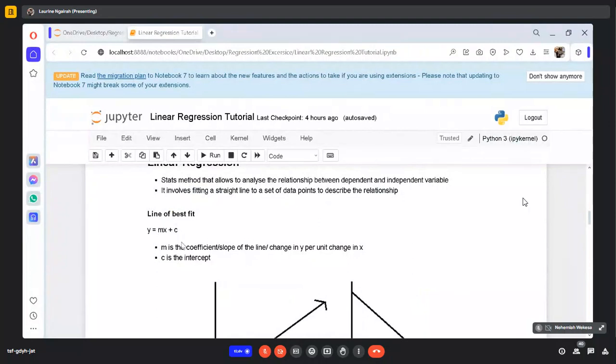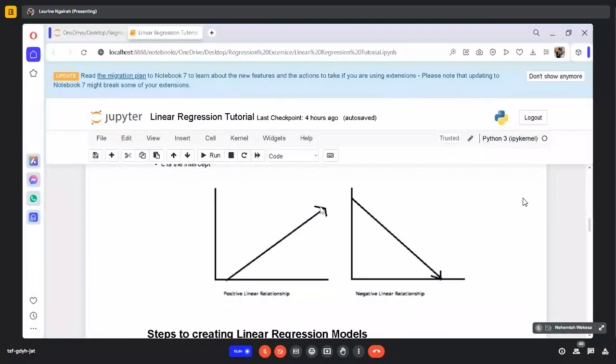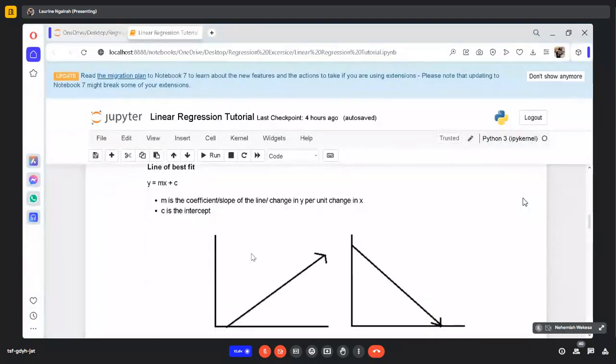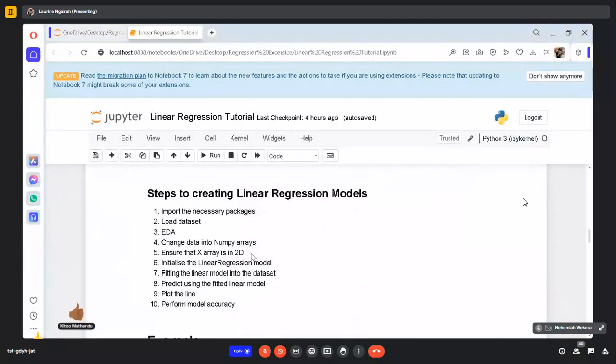Then we go to the C, which is basically the intercept. This represents the predicted value of Y where X is 0. So basically it is where our line of best fit meets with the Y axis. So up to there, I hope you've all understood before we proceed. Any questions? Okay, thank you.